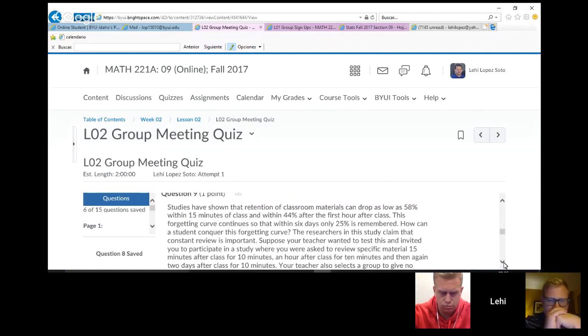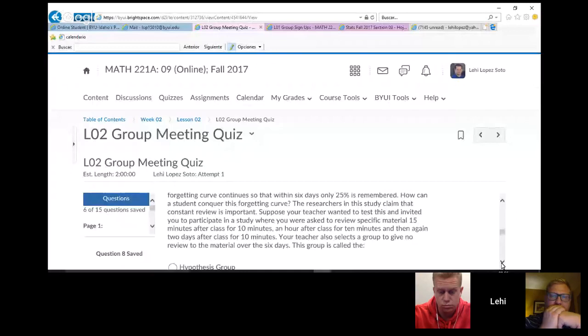Studies have shown that retention of classroom materials can drop as low as 58% within 15 minutes of class and 44% after the first hour after class. This forgetting curve continues so that within 6 days, only 25% is remembered. How can a student conquer this forgetting curve? The researchers in this study claim that constant review is important. Suppose your teacher wanted to test this and invited you to participate in a study where you were asked to review a specific material 15 minutes after class for 10 minutes, and an hour after class for 10 minutes, and then again 2 days after class for 10 minutes.